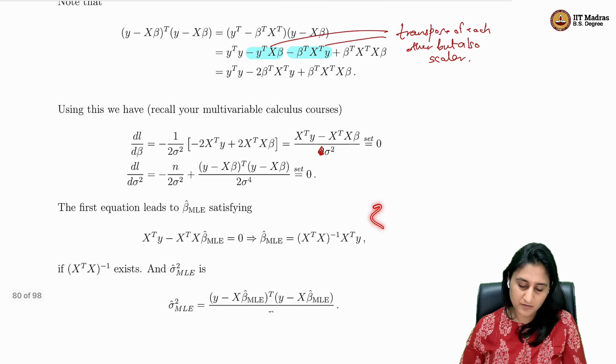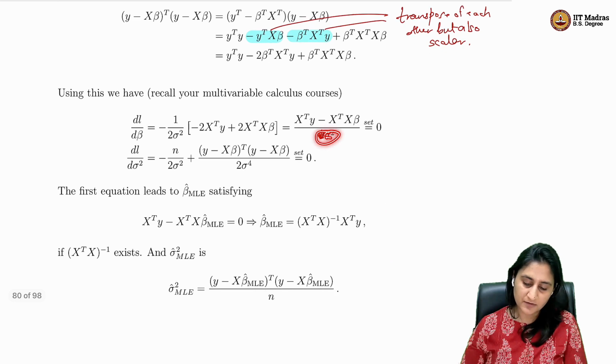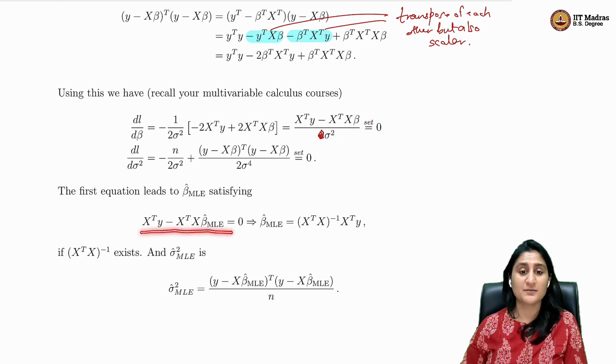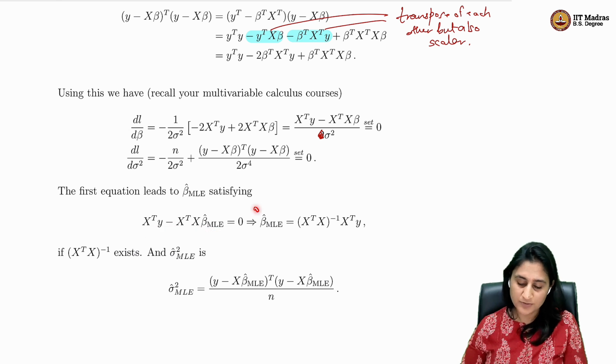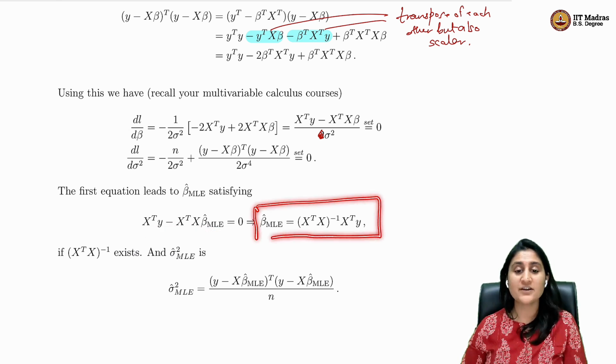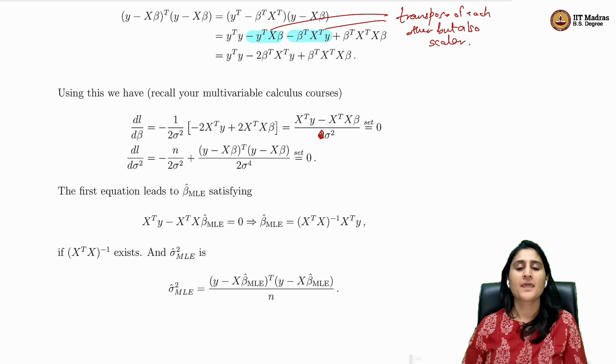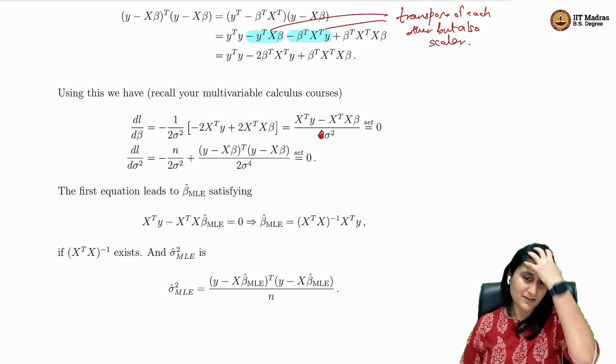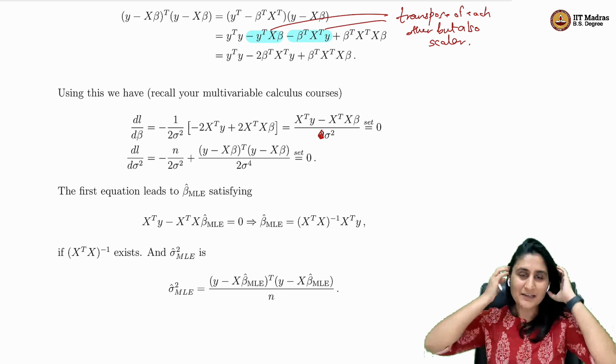And just to jump here, when I set that to 0, this part over here goes to 0, and I just get that x transpose y minus x transpose x beta hat MLE has to equal 0, which implies beta hat MLE is the very popular expression x transpose x inverse x transpose y. Okay, so this is what we get beta hat MLE to be.